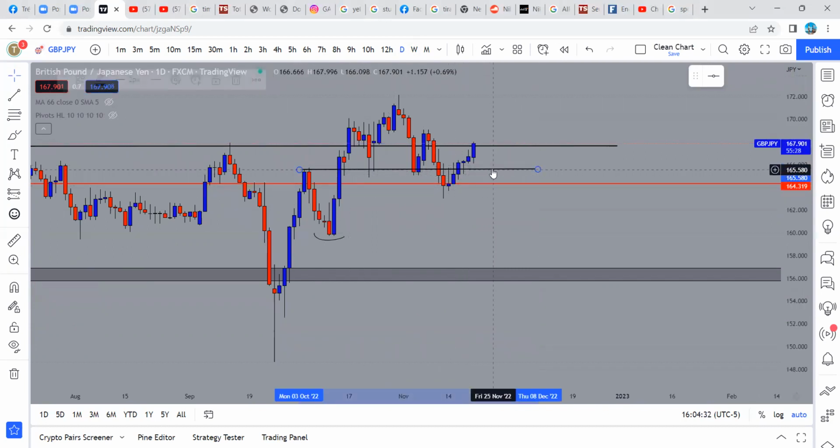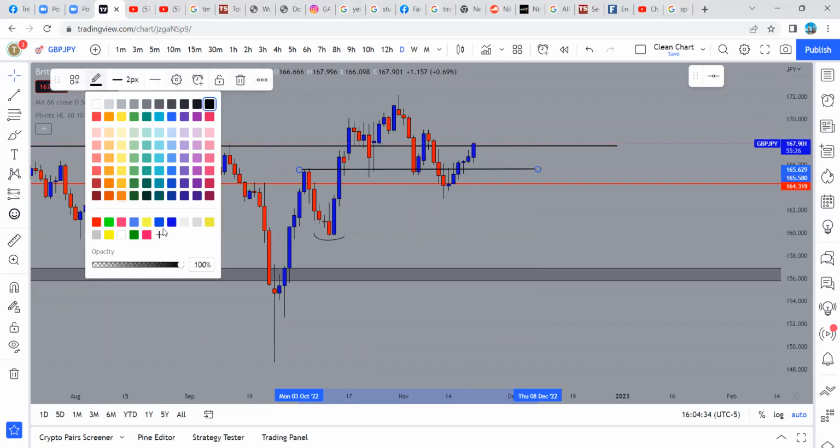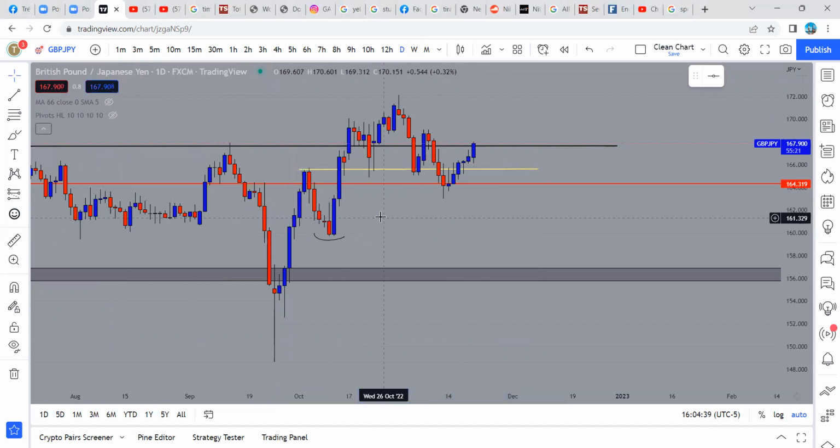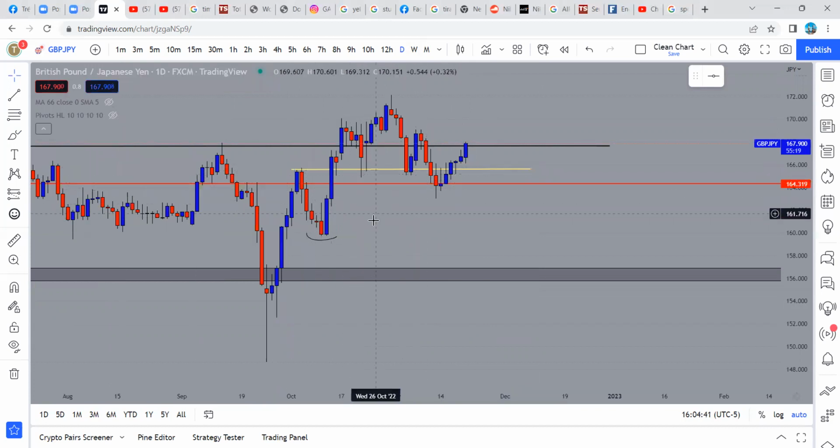And now we're here. So I'm going to put this line in, let's say, in light yellow. All right, cool. So we broke above this resistance here. Now we're respecting that resistance, right?